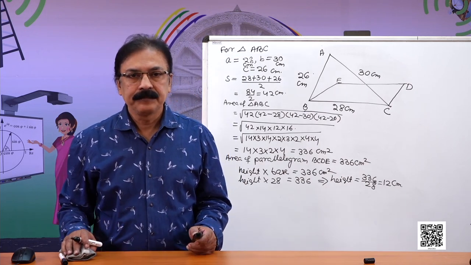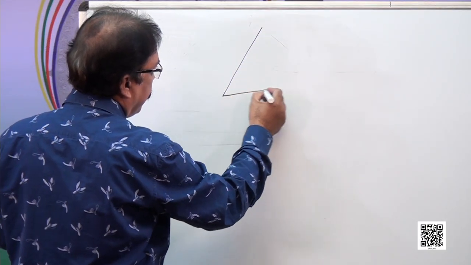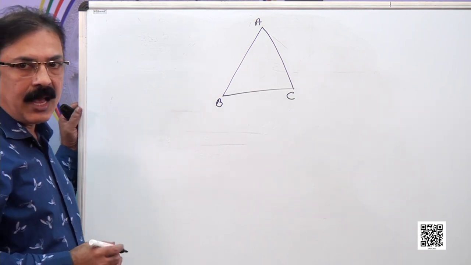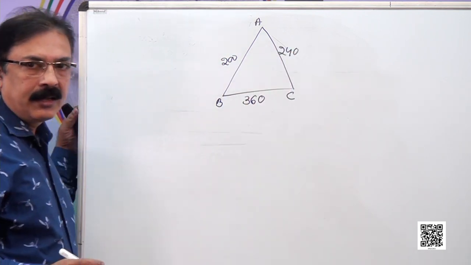Let's have another question. The question says, a triangular field with sides 240 meter, 200 meter, 360 meter is adjacent to another triangular field with sides 240 meter, 320 meter, 400 meter. If she grows potatoes in the entire field, how much area has been used for potatoes? You have to express it in hectares, and we know that 1 hectare is equal to 10,000 meter square. Here, the figure is like this, ABC, in which the dimensions are, say, 360, 200, and 240. These are in meters.